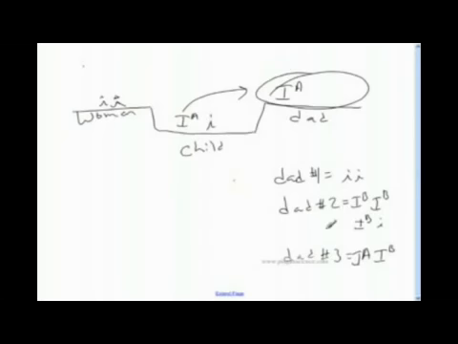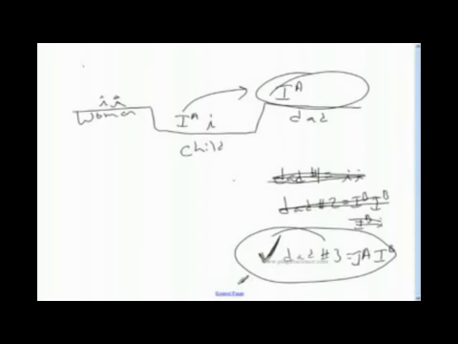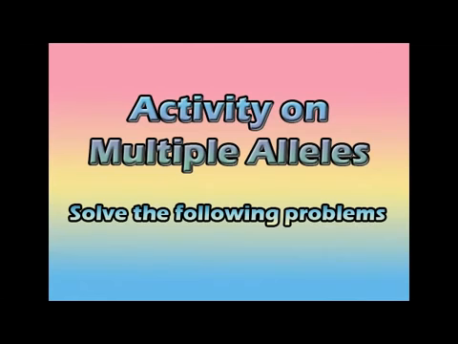Now, looking back at the 3 dads, let us analyze who will be the real dad of the child. It's not number 1. Let's look at dad number 2. It's also not dad number 2. And was it dad number 3? Yes, I think it's dad number 3. Dad number 3 is the father of the child. And for your activity on multiple alleles, solve the following problems.